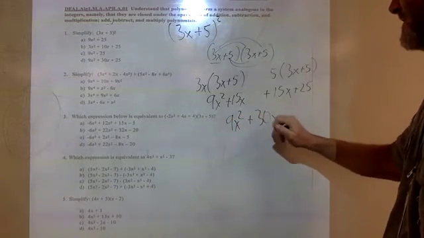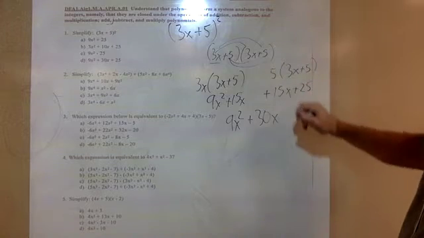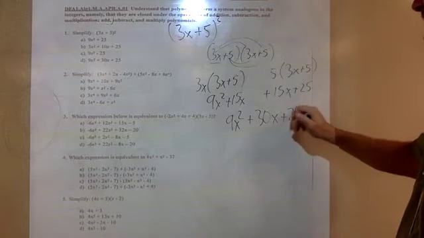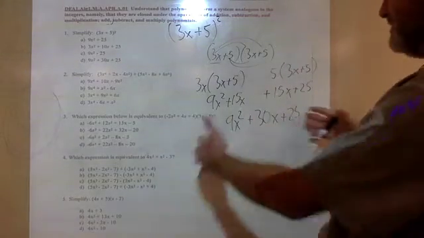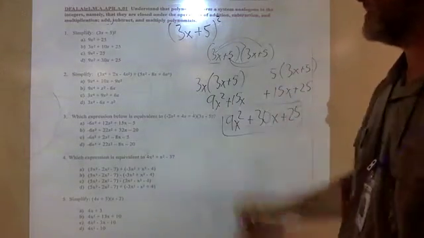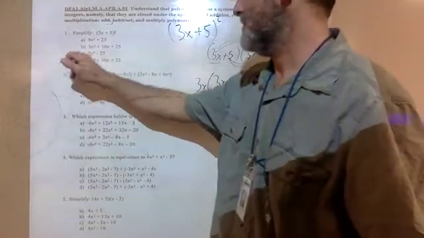Your two 15x's make 30x. 25 was the only constant, the only number by itself with no variable, so that stays 25. And that's it. That's your final answer. You've combined all your like terms, and that was choice D.